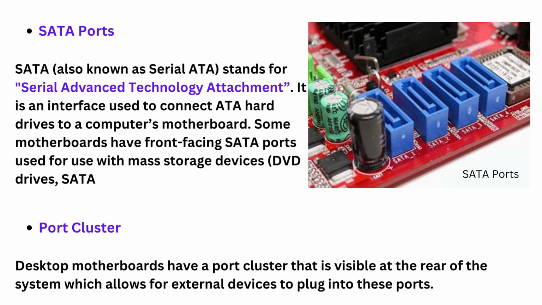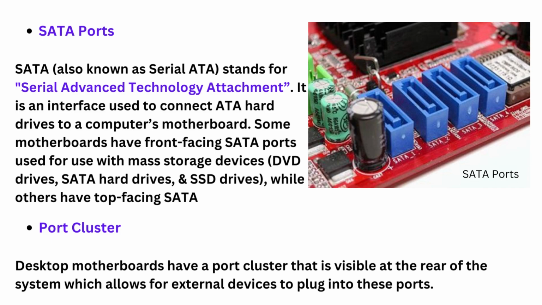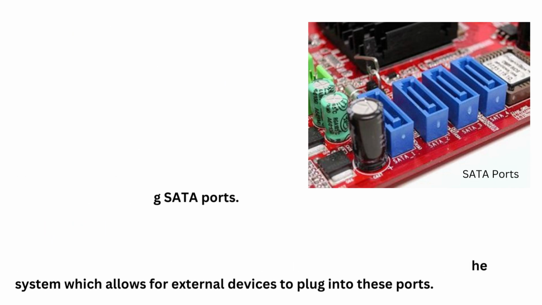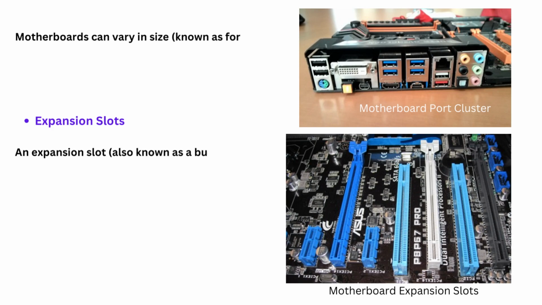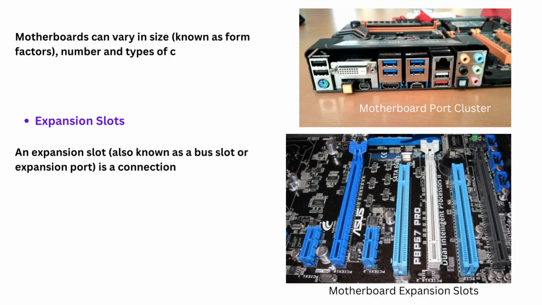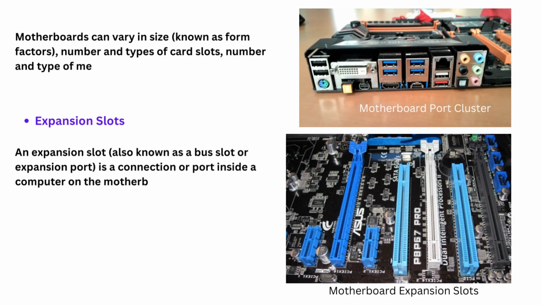Port cluster. Desktop motherboards have a port cluster that is visible at the rear of the system, which allows external devices to plug into these ports. Motherboards can vary in size, known as form factors, number and types of card slots, number and type of memory, RAM, modules, the number and types of ports available from the rear of the system, and other features as well.